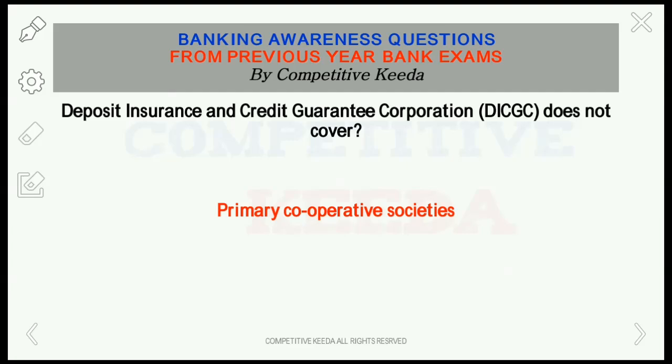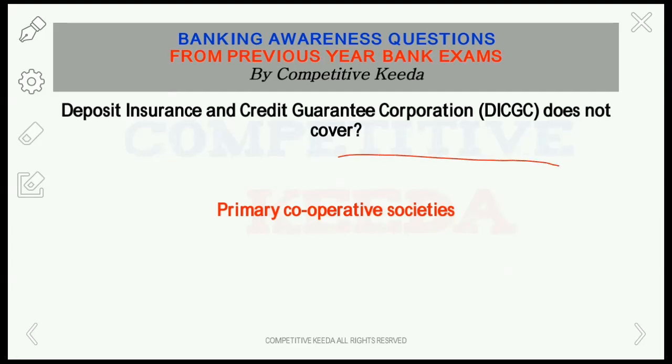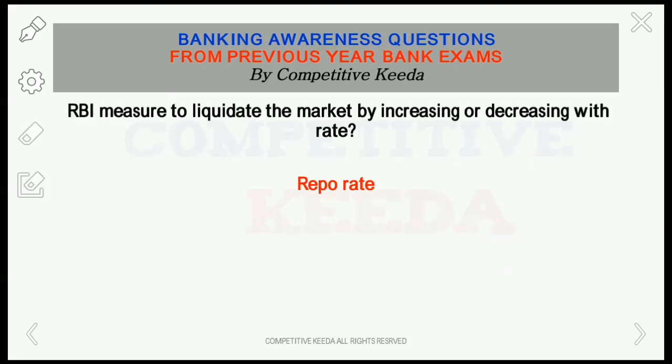So next question, the Deposit Insurance and Credit Guarantee Scheme, DICGC, doesn't cover which bank? So they don't cover primary cooperative societies. They generally cover all scheduled banks. So the RBI measure to liquidate the market by increasing or decreasing which rate? So RBI does this by increasing or decreasing the repo rate.